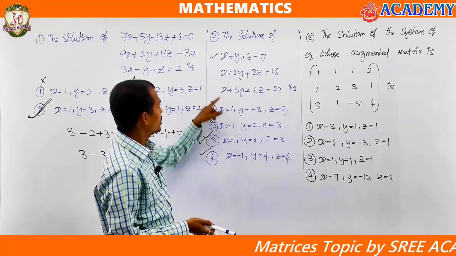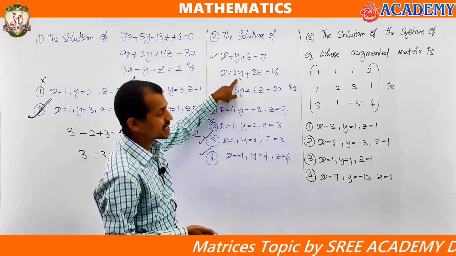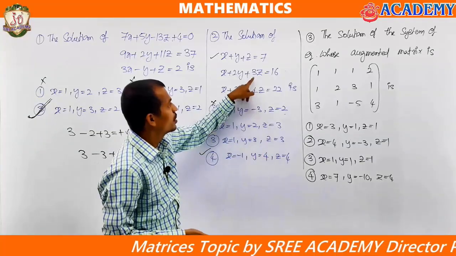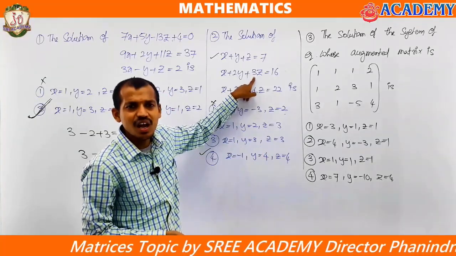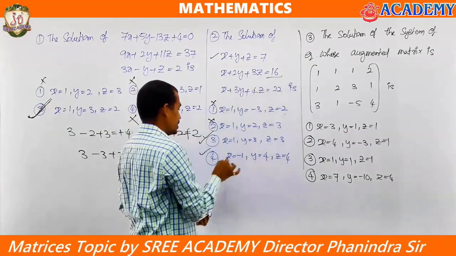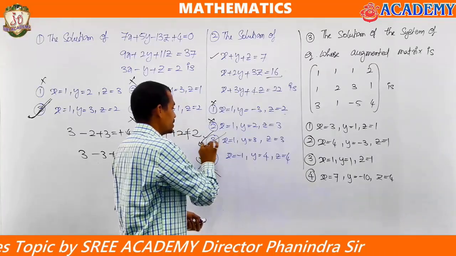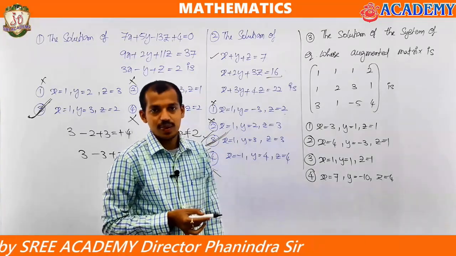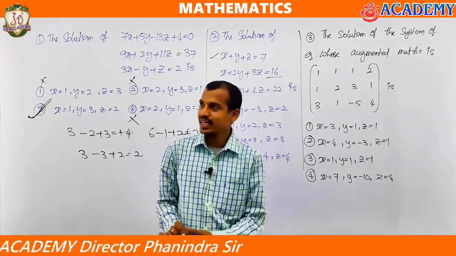Now check this one. Minus 1 plus 8, 7 plus 12, 19. But here it is 16. It is not going to be your answer. Only the third is going to be your answer. Same concept, but here he has given equations.